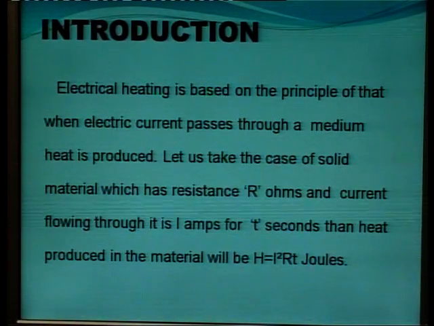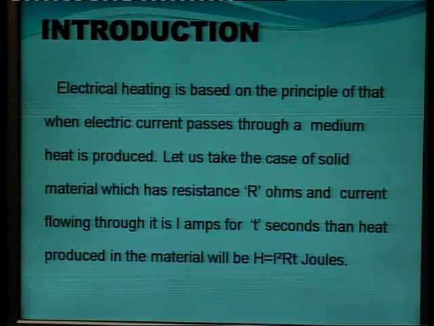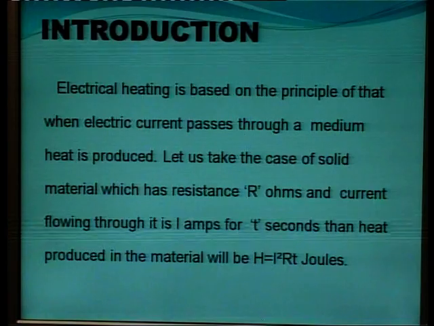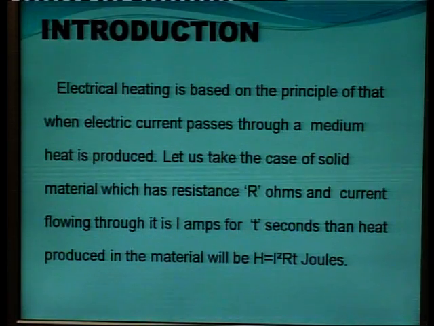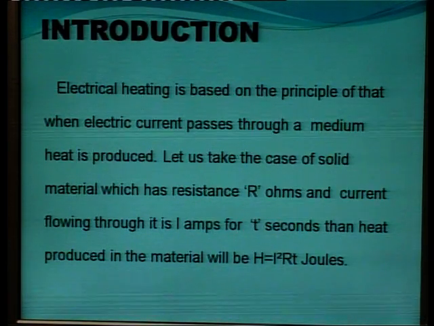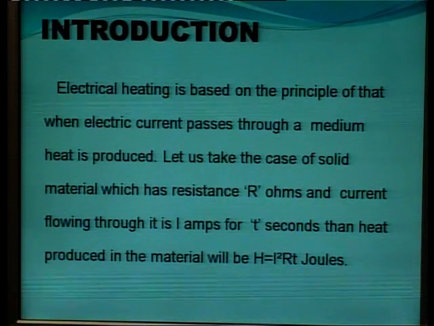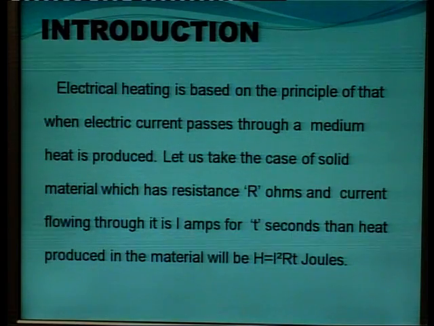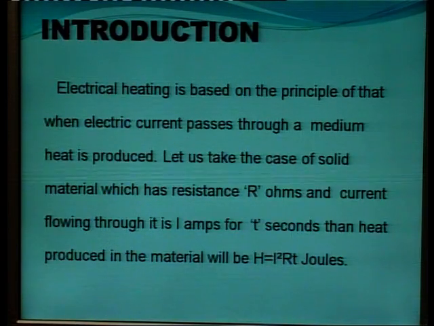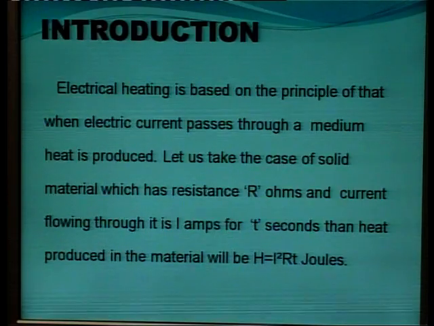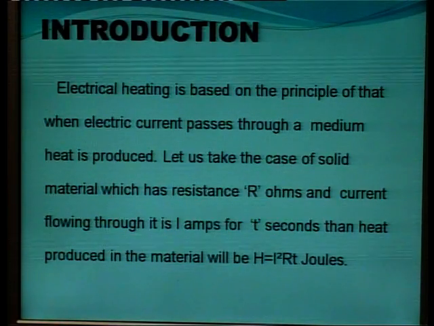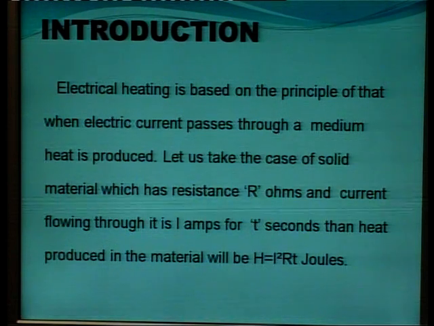Electric heating is based on the principle that when electric current passes through a medium, heat is produced. For example, let us take the case of a solid material which has resistance R ohms, and the current flowing through it is I amperes for T seconds. Then the heat produced in the material will be H equals I square RT joules.